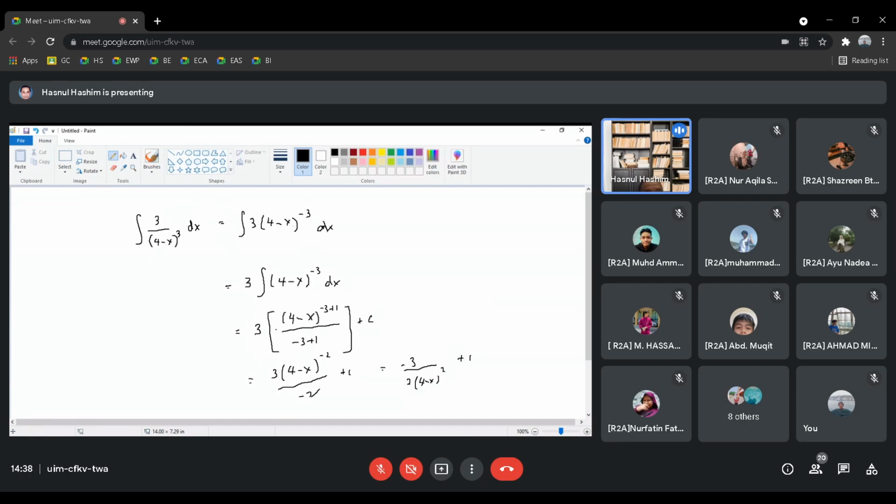So we look at the answer given. Okay, it's the same. Any questions there? Just make the question in the form of (ax plus b) to the power of n.